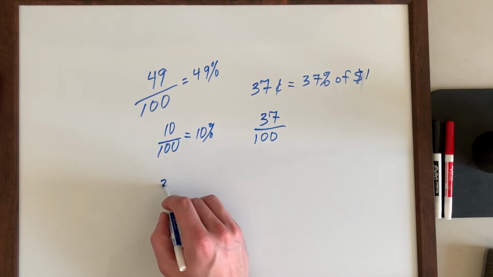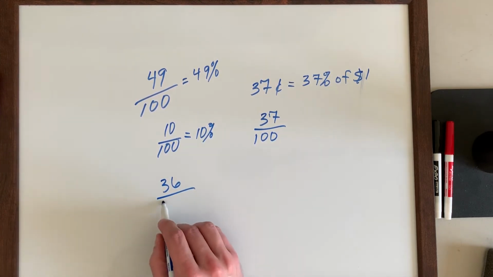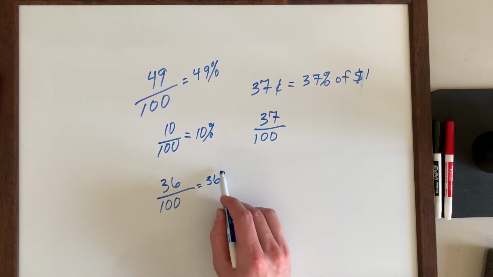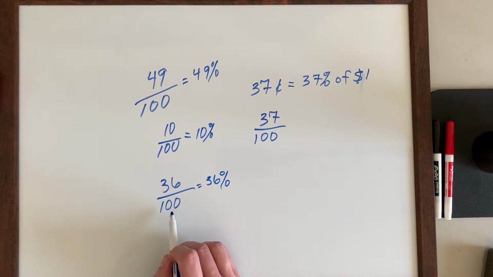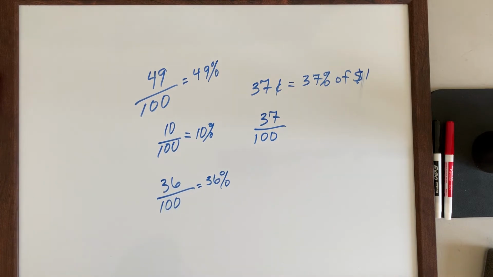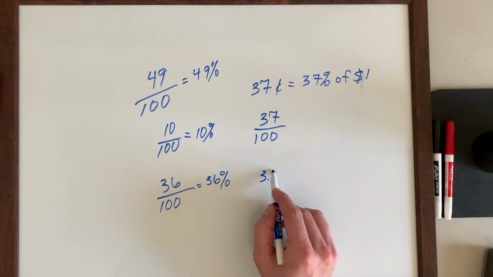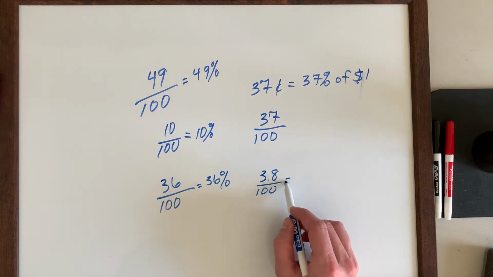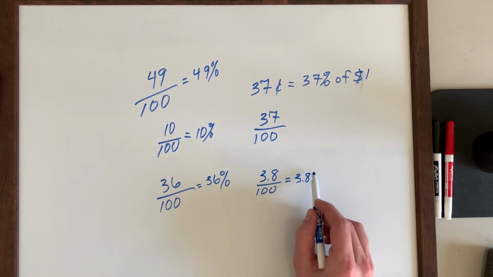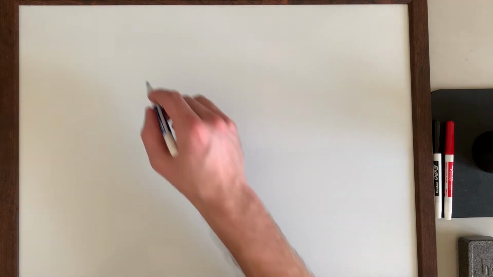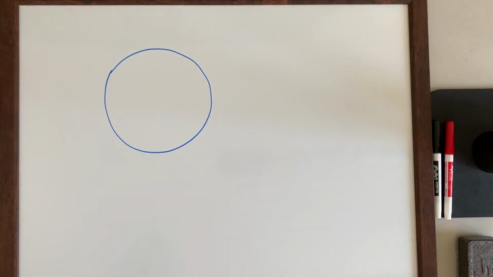So with percentages, anytime you see a fraction like this with 100 as the denominator, the percentage is just the number in the numerator. If the denominator is 100, then the percentage is the same as the numerator, okay? And that's even true for decimals. What if I do 3.8 out of 100? Well, because 100 is the denominator, because it's out of 100, the percentage is just going to be that same number in the numerator.